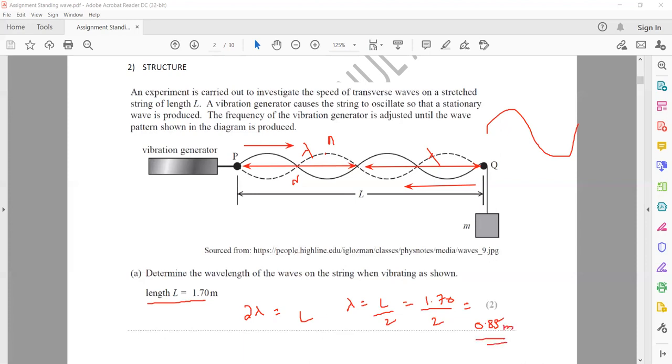The first part of question 2, in which, using the length, we have to determine the wavelength.